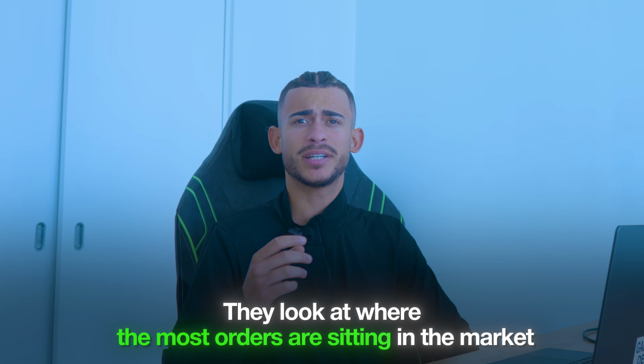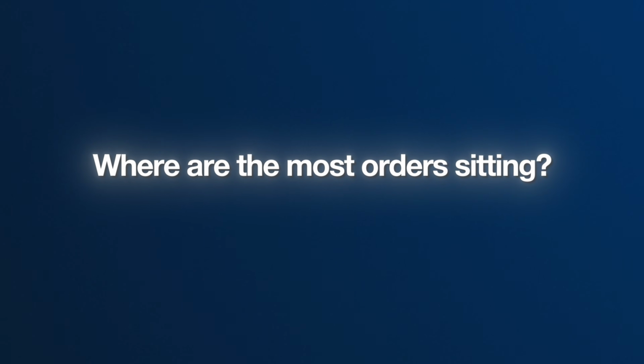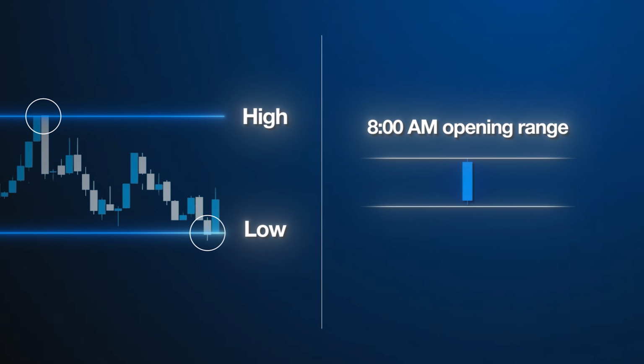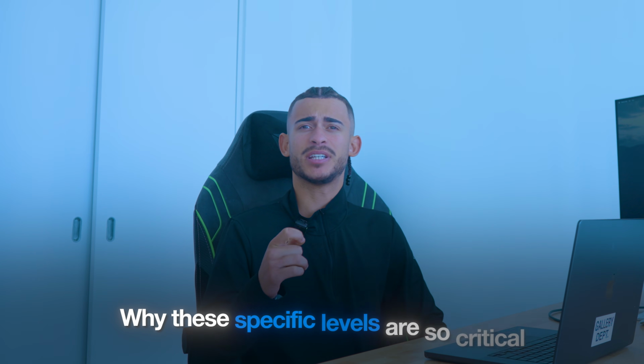Because when you're a bank trying to fill a $500 million position, you need to know where you can actually get filled. And where are most of these orders sitting? At previous session highs and lows, and at the 8 a.m. candle opening range. Let me explain why these specific levels are so critical. The market trades in three major sessions: Asia, London, and New York. Each session has a high and it has a low. And these highs and lows represent the extreme points where most traders entered positions during that session.